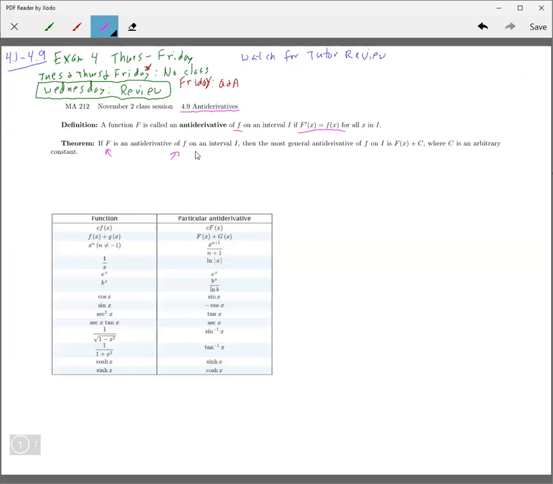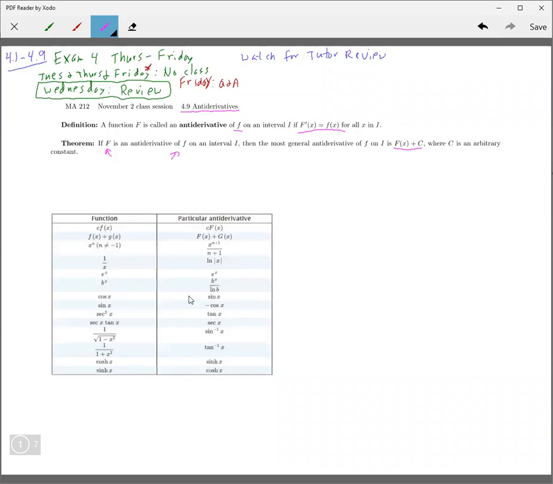And then the most general one is going to be F of x plus C. Okay, so let me try to explain this. Here we have a bunch of functions and their antiderivatives. If you look at these ones right here, for example, e to the x, its derivative is e to the x.